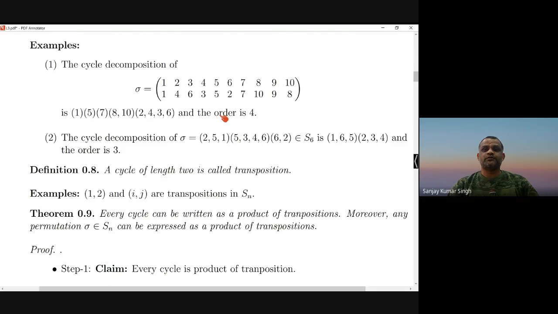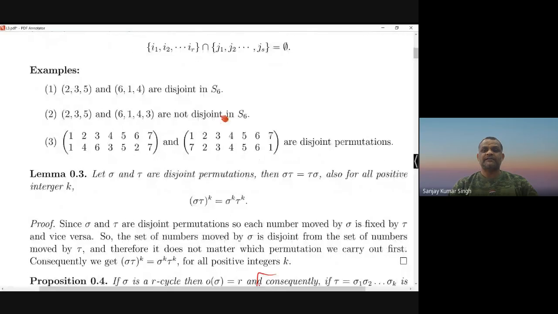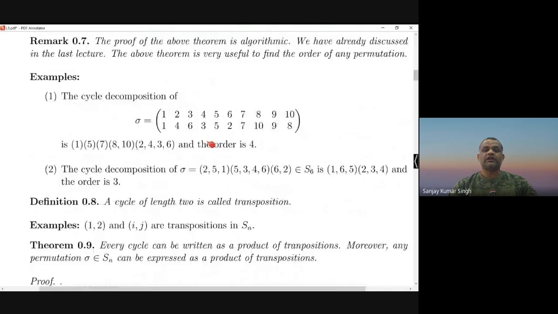Because we have just proved that if you have disjoint cycle permutations, then they always commute. So it doesn't matter how you write a product, and that's why, up to arrangement, you always get a unique decomposition as disjoint cycles.